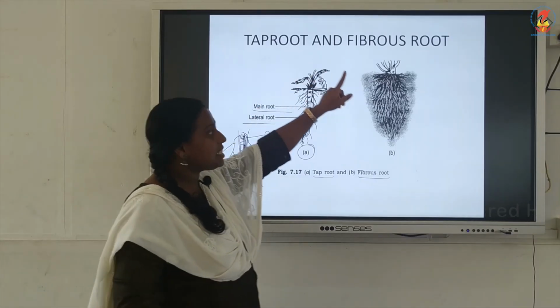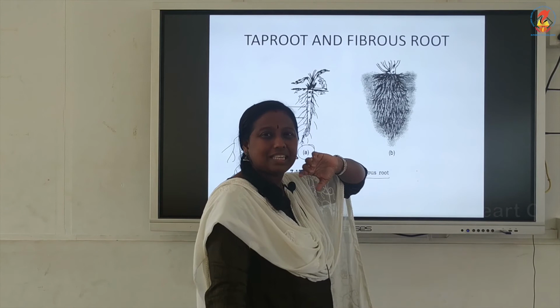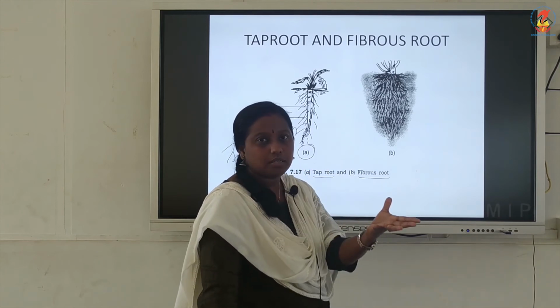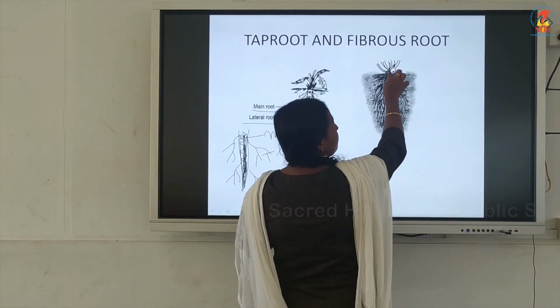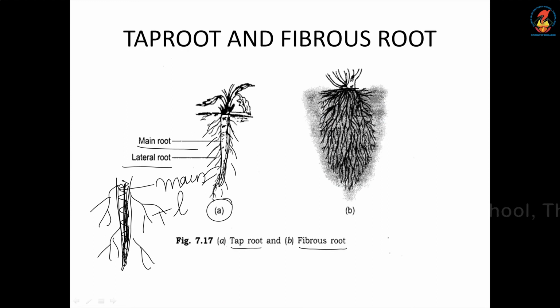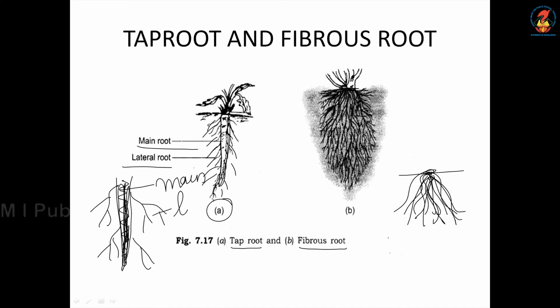Whereas the second one is the fibrous root system. As the name indicates, it's just like fibers. From the base of the stem, you can see so many small roots coming out. If this is the level of soil, this is the base of the stem, you can see so many small roots growing down. And all these roots will be almost of the same size. Can you see this diagram? Such a root system you call the fibrous root system.